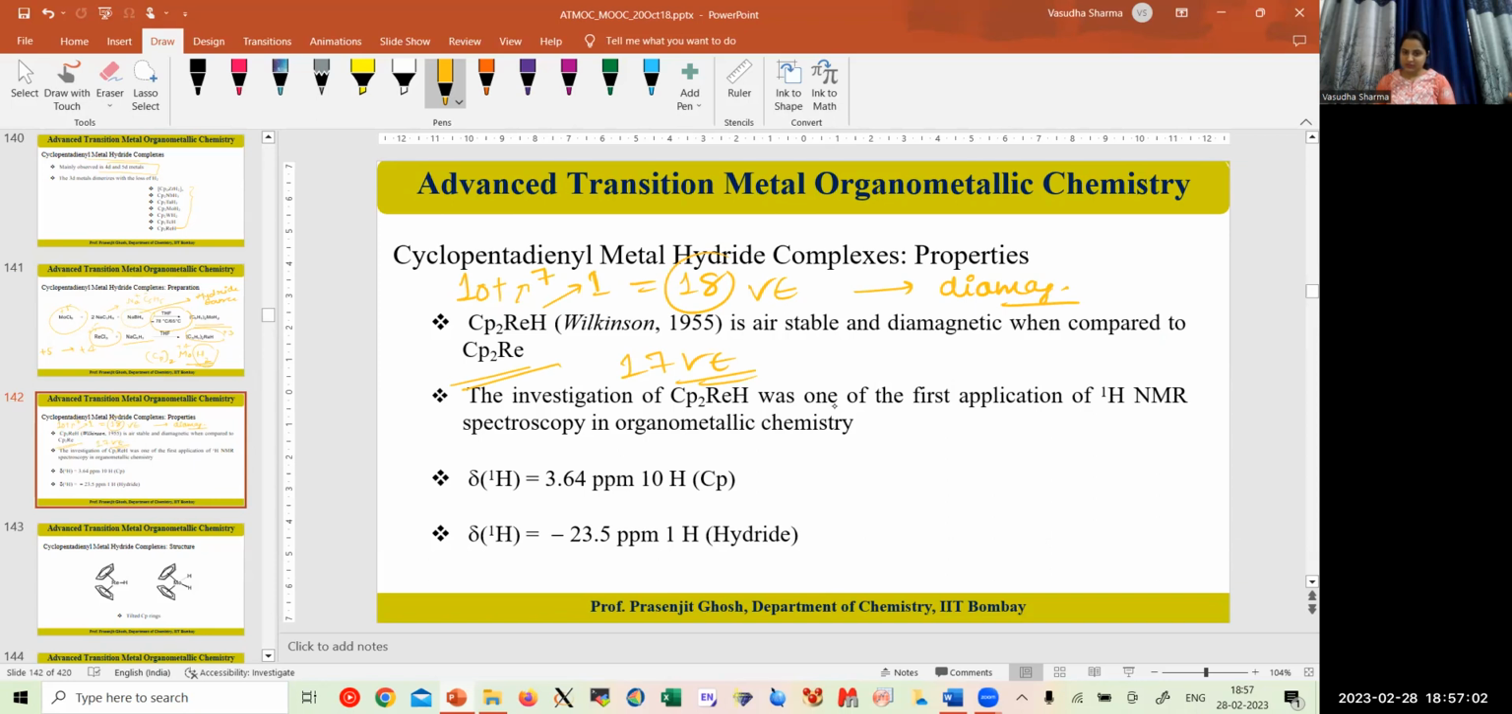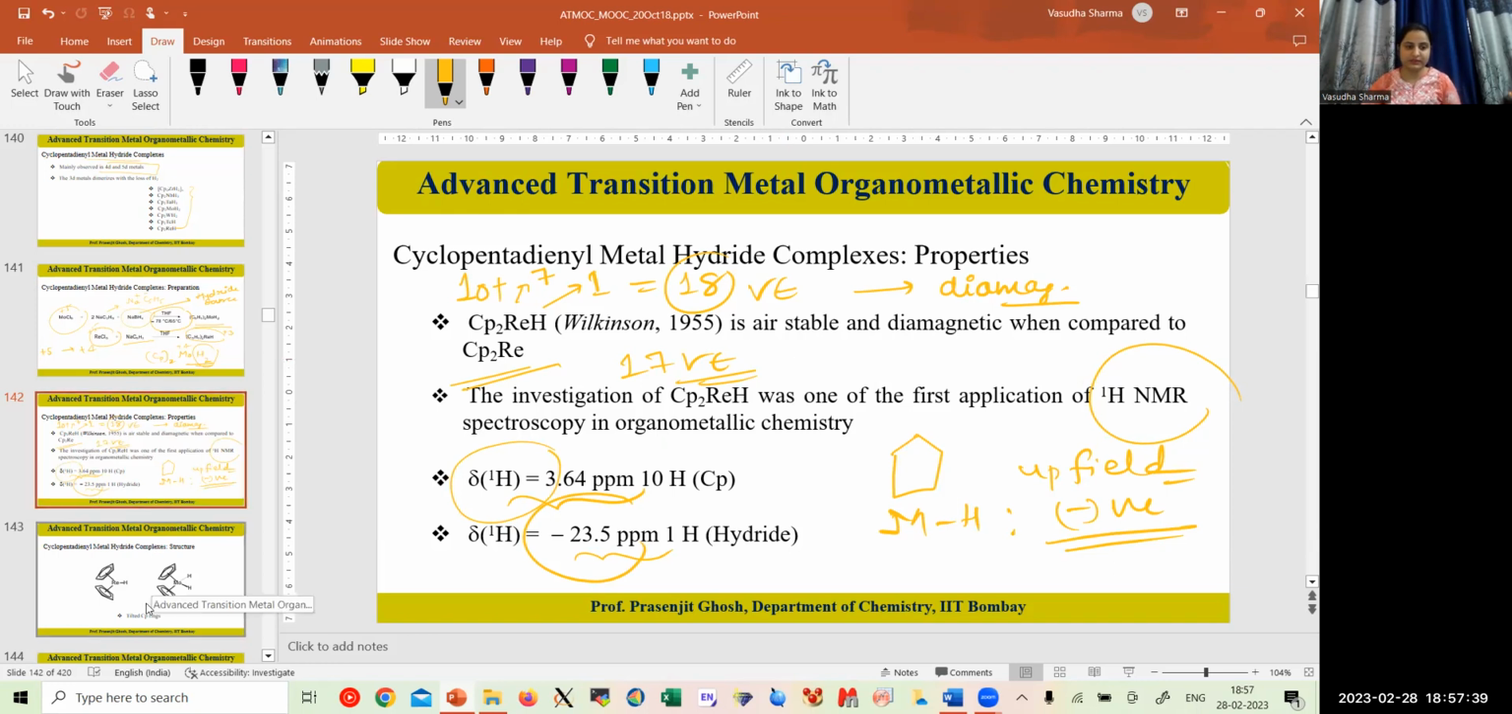The investigation of this Cp2ReH was one of the first applications of proton NMR spectroscopy in organometallic chemistry. As we could see, the 10 H of the Cp came around 3.64 ppm, whereas the metal hydride mostly comes in the negative region because of the high electron density. It goes upfield. So this is a part of NMR spectroscopy. This was seen at minus 23.5 ppm. Therefore that complex is really, really important.